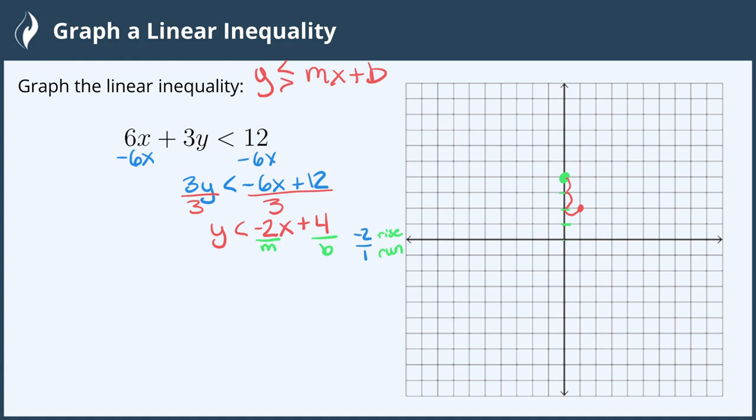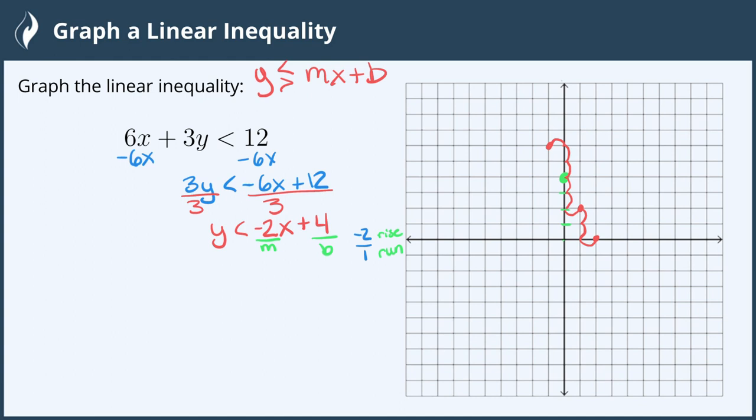We could also change that around and do a positive 2 divided by a negative 1. That means that I would rise 2 and then go backwards, negative 1, and you'll see that they all end up on the same line. We could have also continued from our second point, going again down 2 and to the right 1. We could continue doing that as often as we want, but 3 points is sufficient to draw a line.